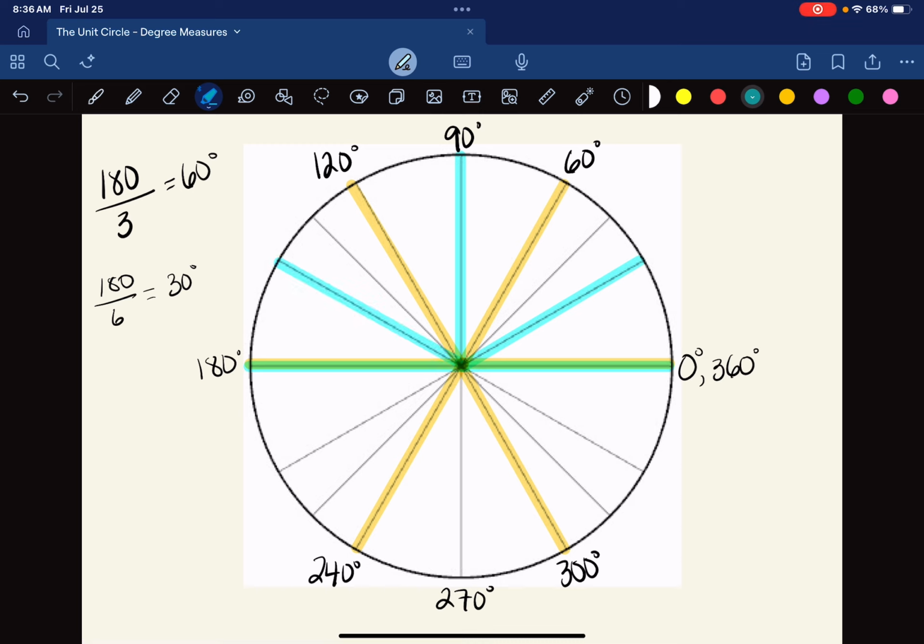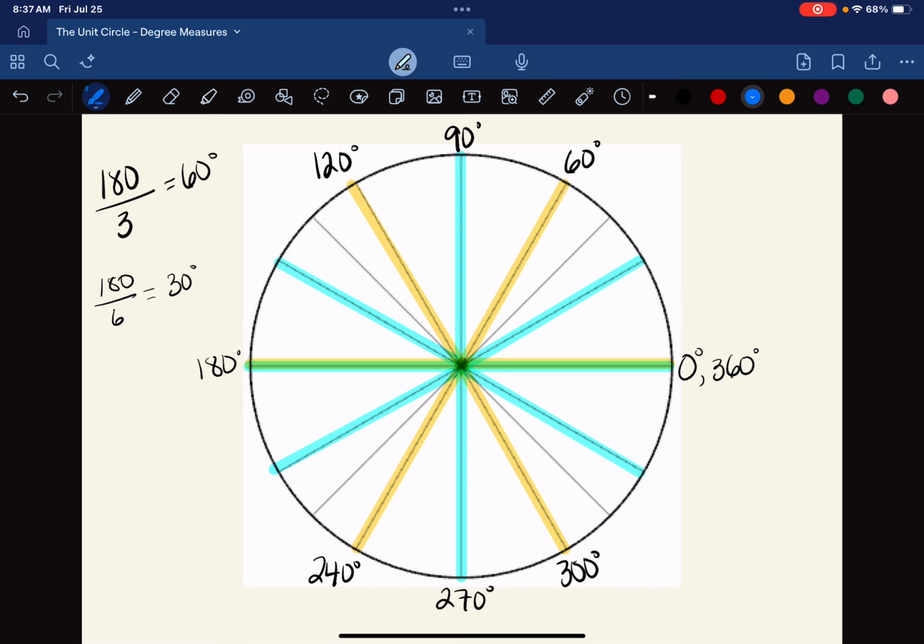And I'm just going to go ahead all the way around the unit circle since I'm here with my highlighter. And we'll label these in just a second. So all of these 60-degree measures are cut in half. And again, I think we can all agree that half of 60 is just 30 degrees.